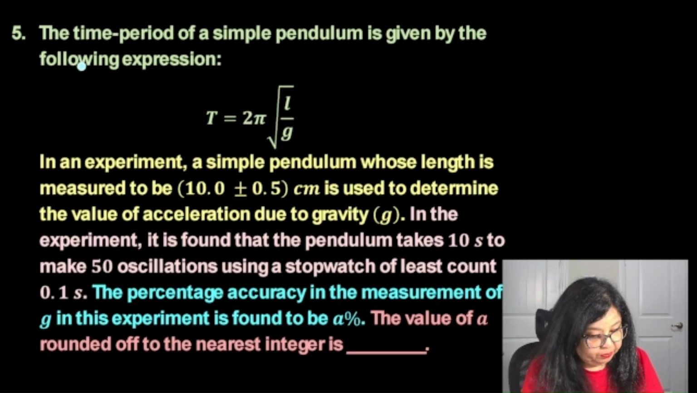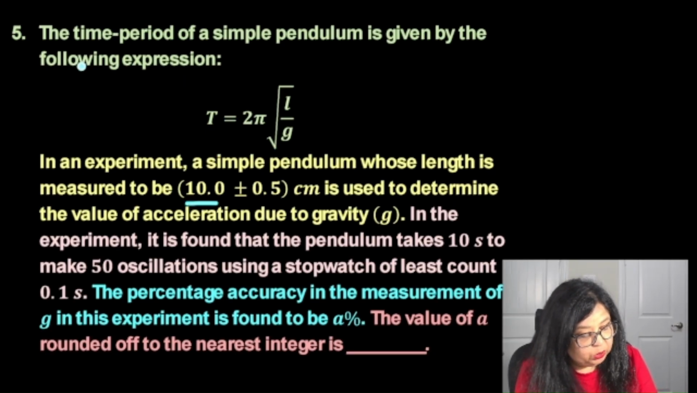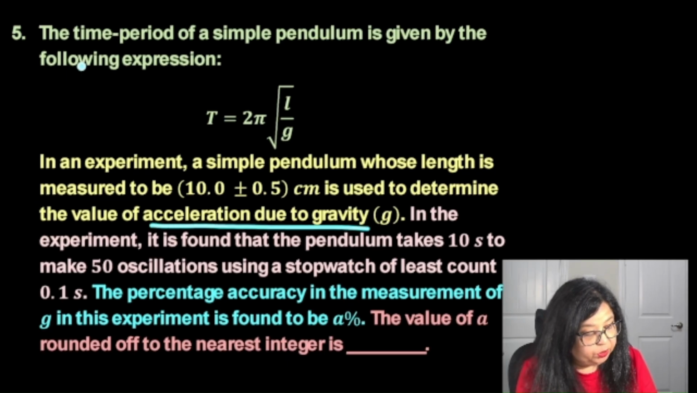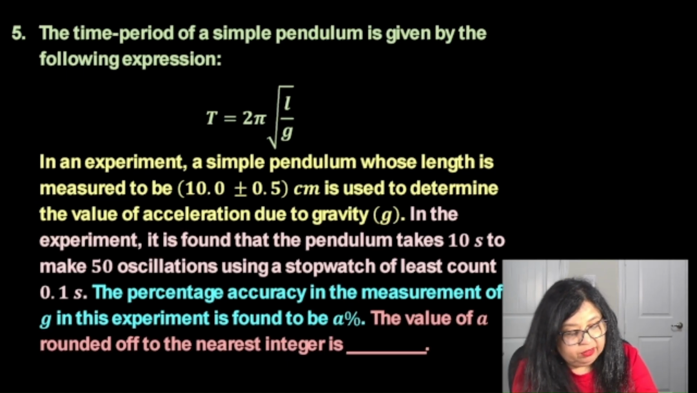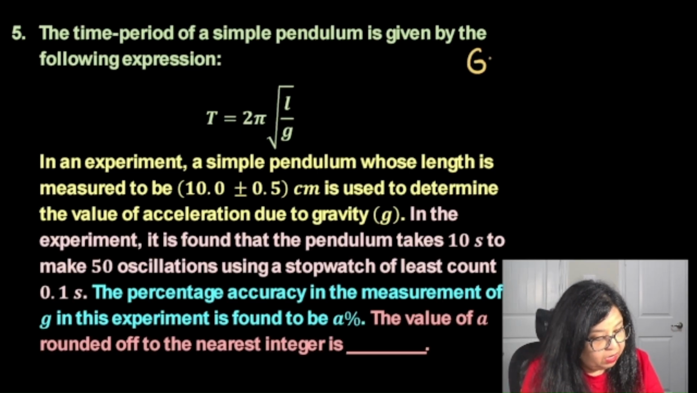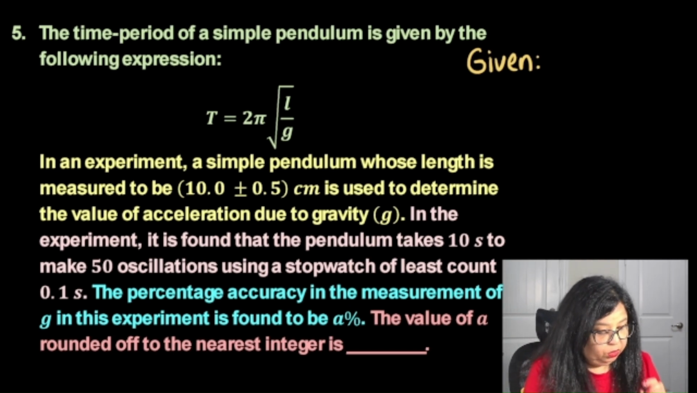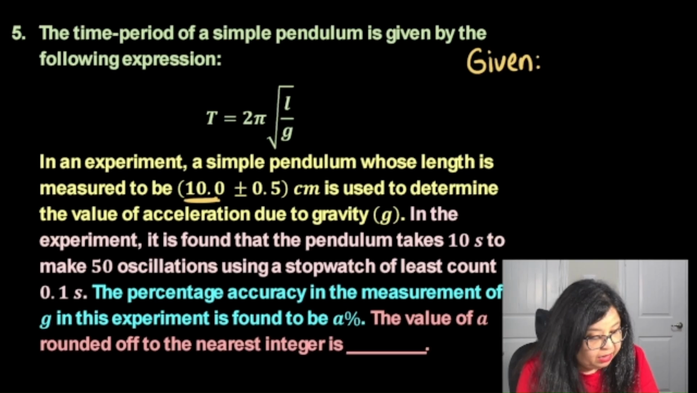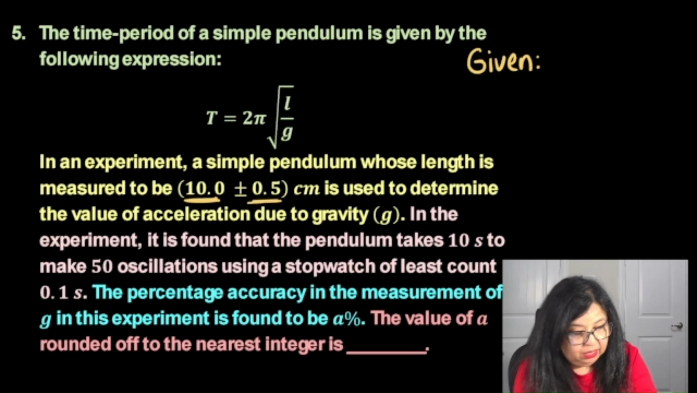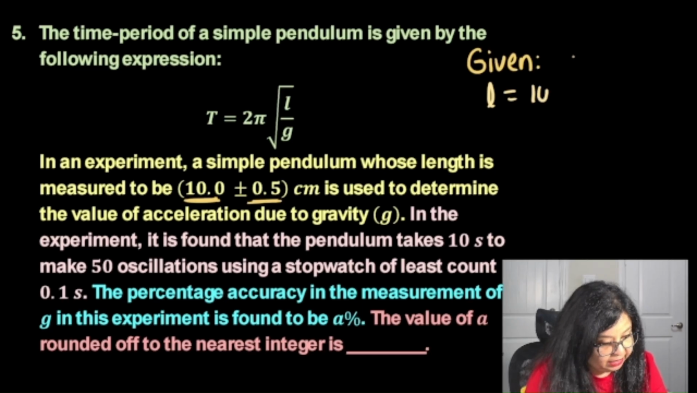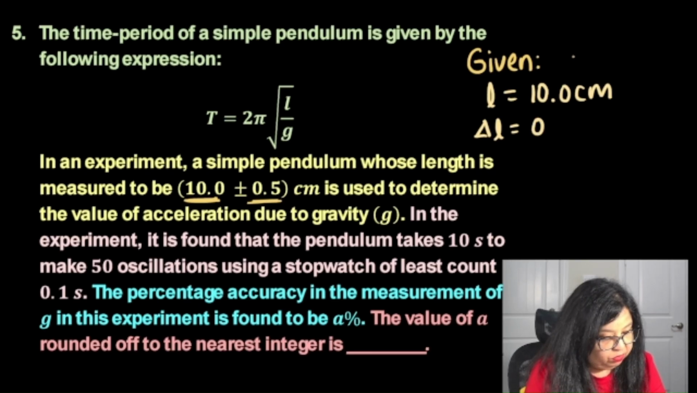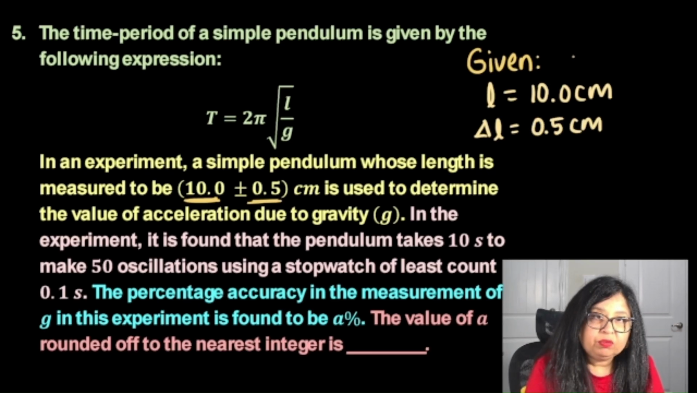In an experiment, a simple pendulum whose length is measured to be 10.0 plus minus 0.5 centimeters is used to determine the value of acceleration due to gravity, g. So let's go ahead and write down what's given to us. I'll write it over here, then I'll copy it and move it down. So we're given this length L and delta L. So length L is 10.0 centimeters and delta L is 0.5 centimeters.